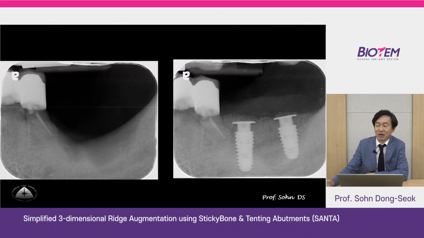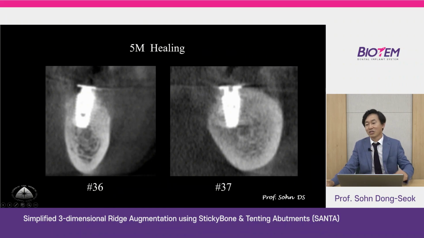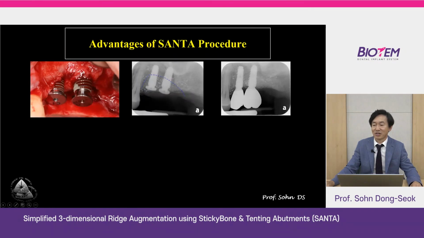Primary suture was done. This is before. This is post-op. This is pre-op and post-op. Now you can see the implant positioned lingually to the alveolar canal. 5 months healing was allowed. There is good bone regeneration around the implant. This is the final restoration.